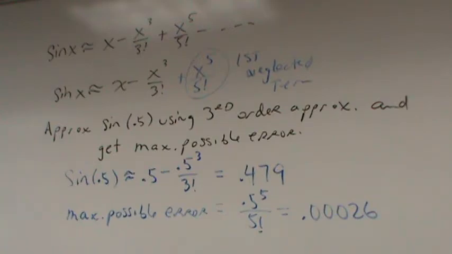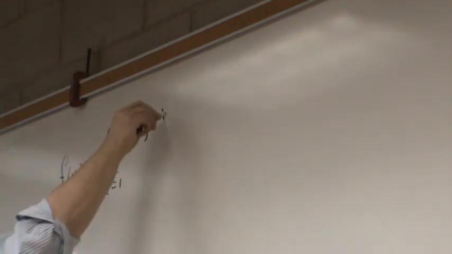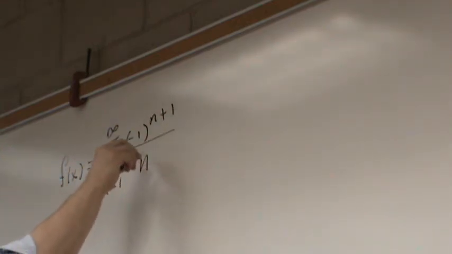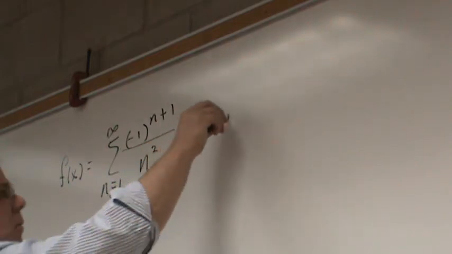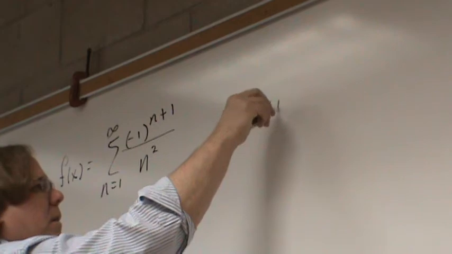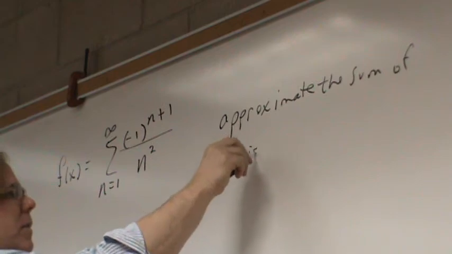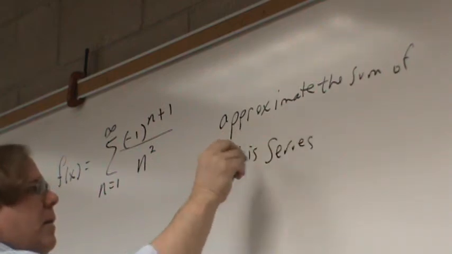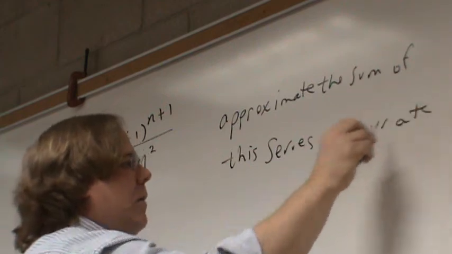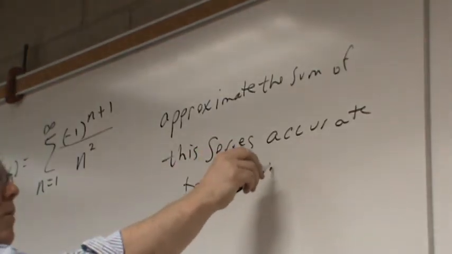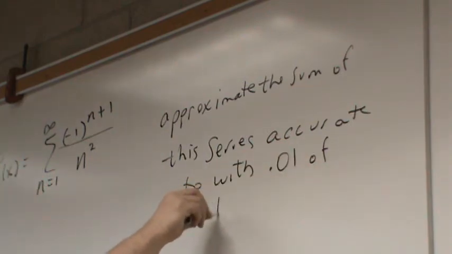I've got a function, but my function is an infinite series. It's the sum as n goes from 1 to infinity of negative 1 to the n plus 1 power over n squared. Okay? And I want you to approximate the sum of this series accurate to within 0.01 of the actual value.